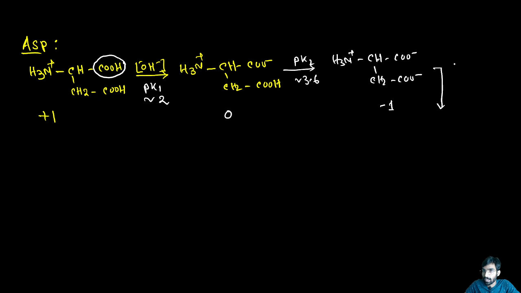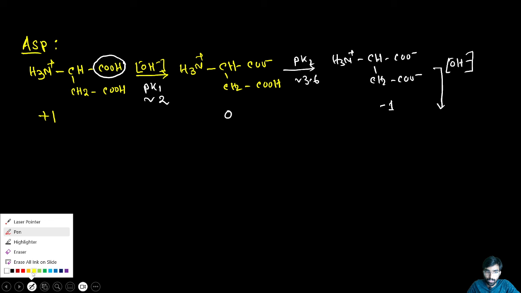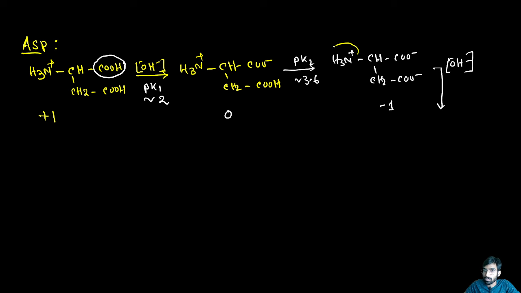Now if you again add hydroxyl group, some base, what will happen? That amine group will also release its proton. This is called pK3. Now what is happening? H2N, CH, COO minus, CH2, COO minus. This is minus 2 charge. So minus 2 is the maximum charge you can gain.